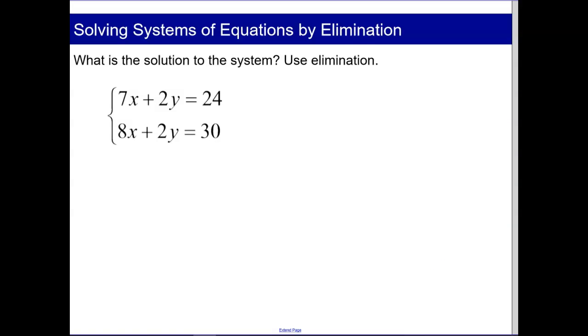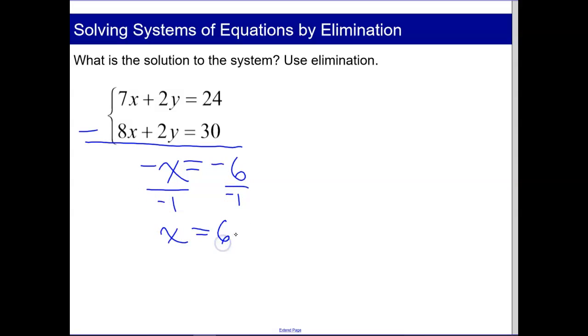Now let's take a look at this equation. Again, the thing that jumps out to me is I've got a 2y in both of them. But if I add them together, I'll get positive 4y. I want to subtract these two equations. So 7x minus 8x, that's negative x. 2y minus 2y is 0. And 24 minus 30, that's negative 6. Divide both sides by the coefficient. I know x is equal to 6.